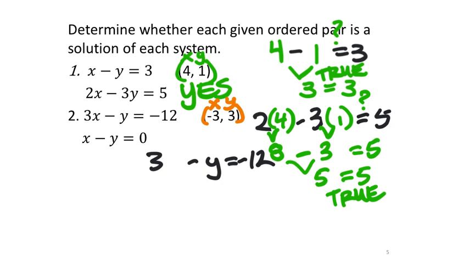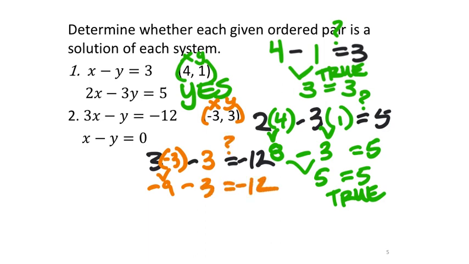So I'm going to replace the x value with -3 there. And I'm going to replace the y value with 3, because those are the two values from the ordered pair, x and y. So 3 times -3 is -9 minus 3. And yeah, we are testing to see if this equals -12, so a question mark over the equal sign. -9 minus 3 gives me -12, which does actually equal -12. So that's true right there.